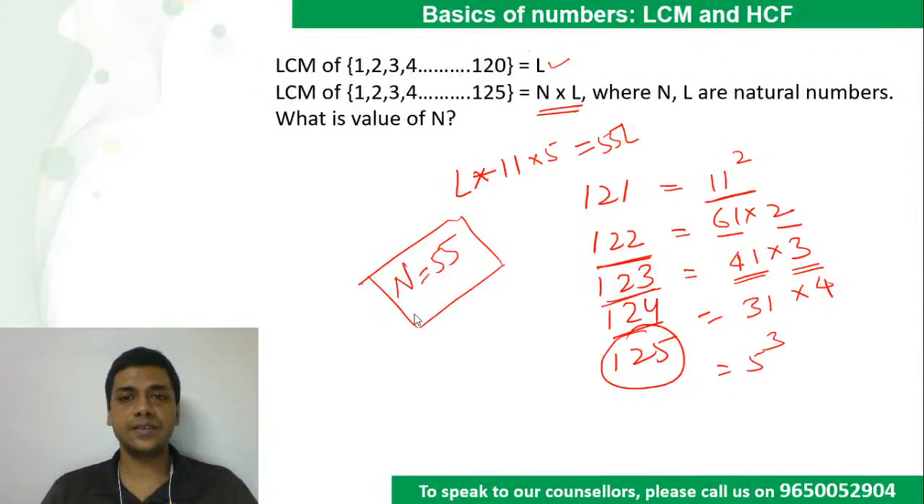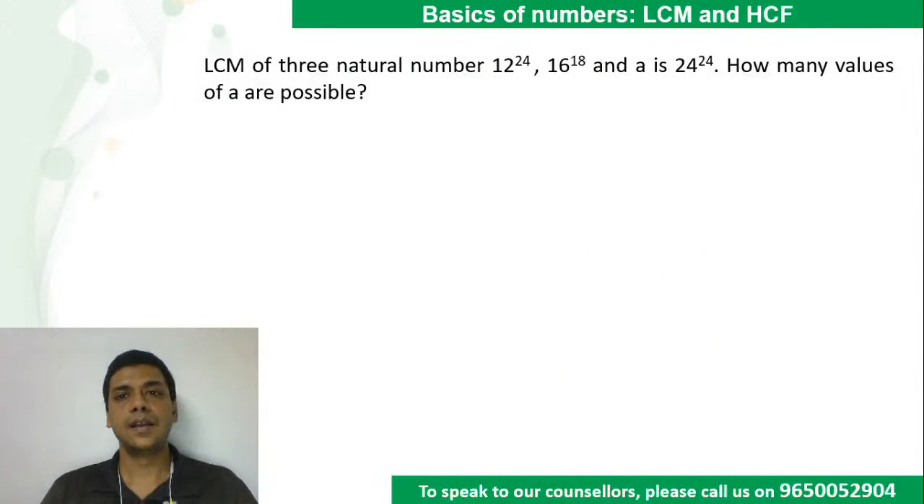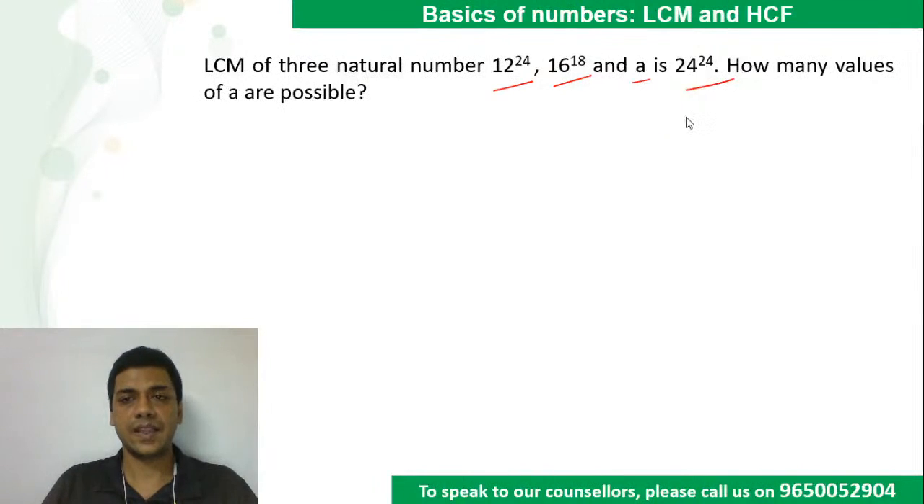Okay, next question is: the LCM of three numbers, 12 raised to power 24, 16 raised to power 18 and A, is 24 raised to power 24. How many values of A are possible?